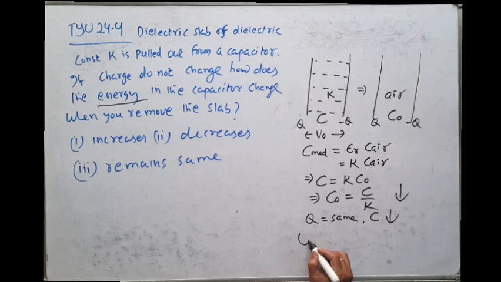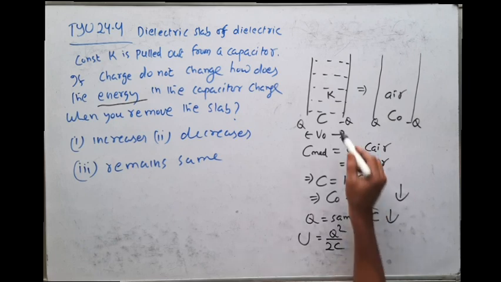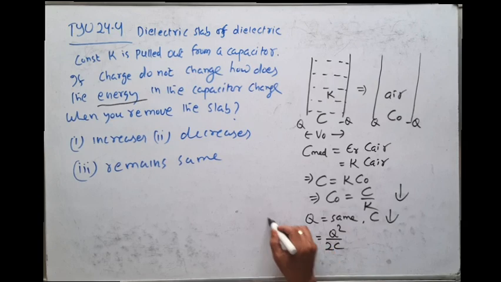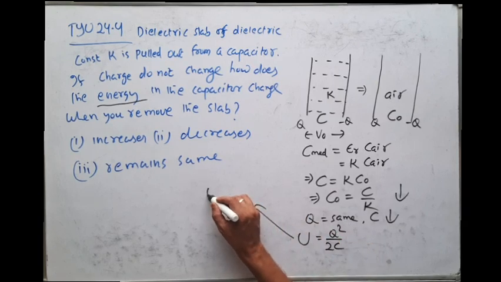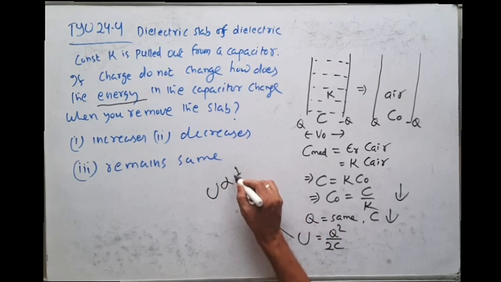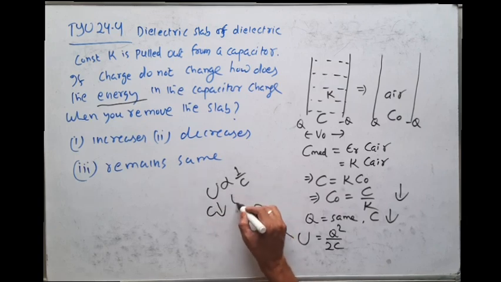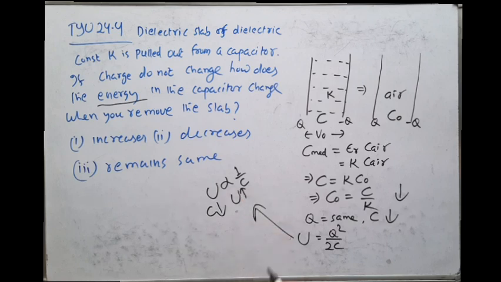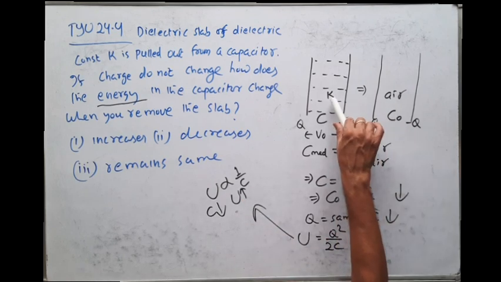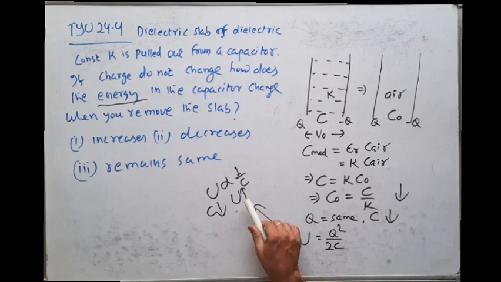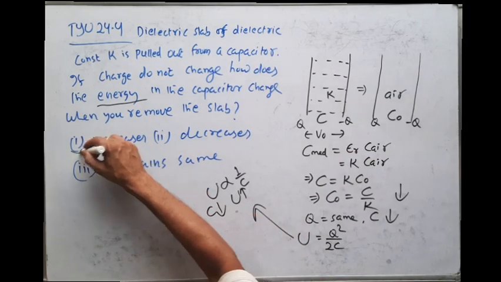Then what will happen to the energy stored? The energy stored formula is equal to what? Q square by 2C. Here the charge in both cases is the same. So since the charge is the same, the energy stored is inversely proportional to the capacitance. If capacitance decreases, energy stored increases. In the second case, when you remove the dielectric, capacitance decreases, and if capacitance decreases, energy stored increases. So this is your answer.